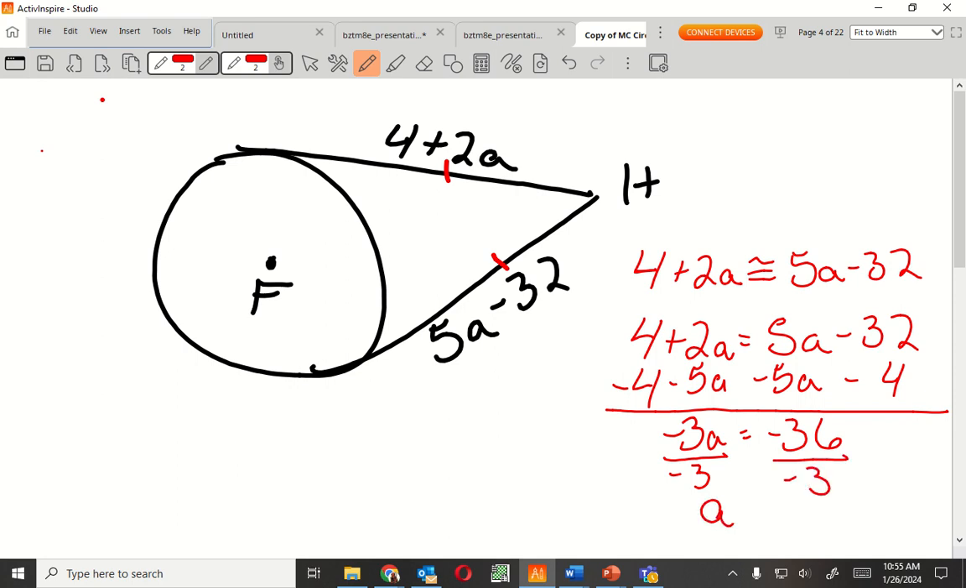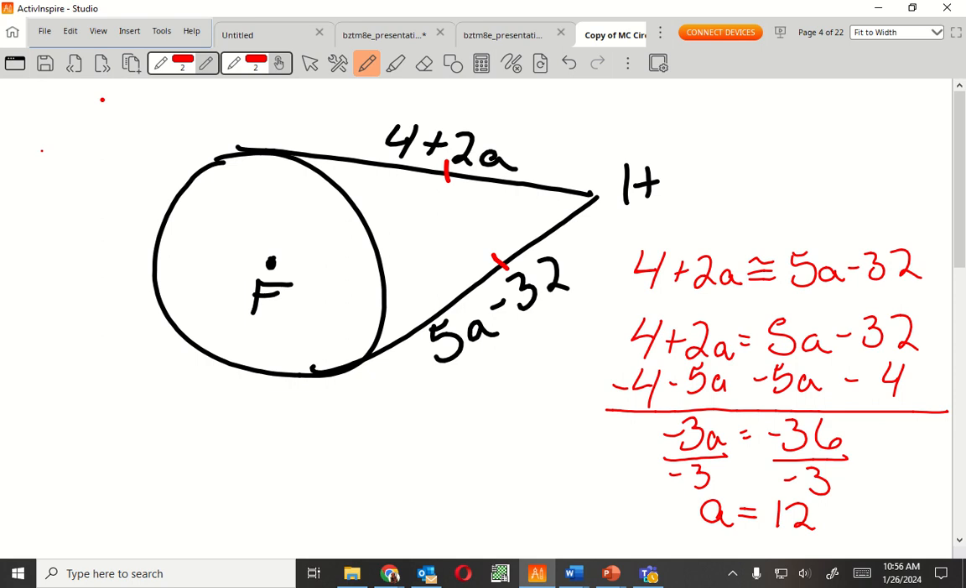So, A is... negative 36 divided by negative 3. Positive. Negative, negative? Yeah. Makes it a positive. Very good. Positive 12. A is 12. So A is 12. But I'm not done.